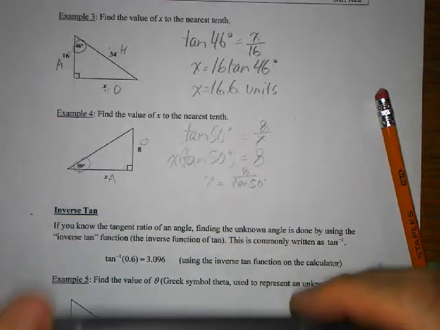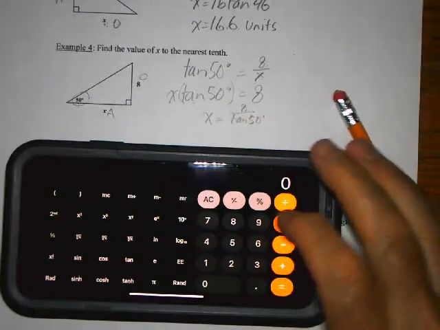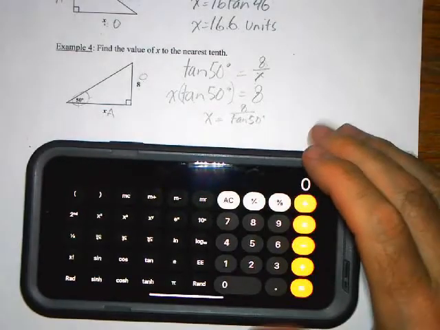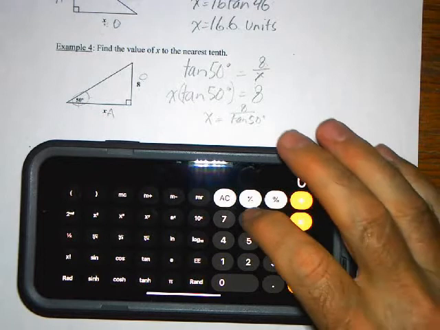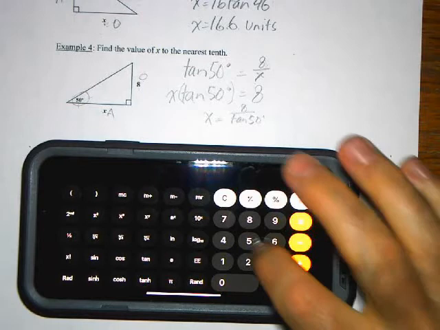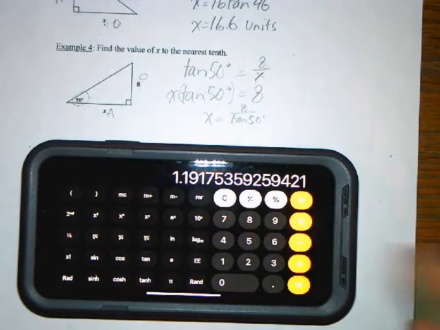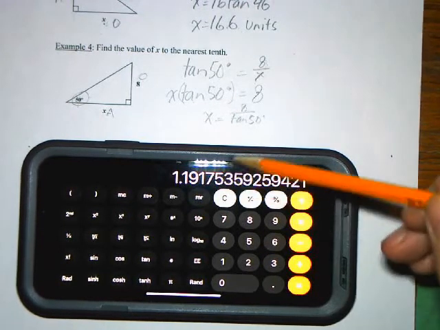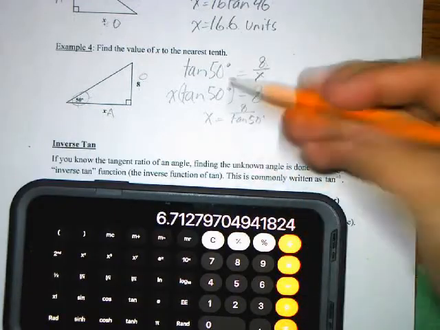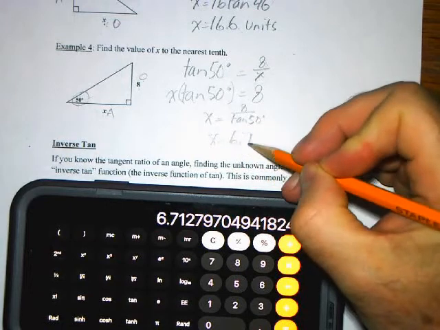Let's get my calculator going here. All right, so in this case, for my calculator, I don't need brackets, but sometimes you will. So it's going to be 8 divided by, and I'm going to press 50 tan. Now that's not the answer there. That's tan 50 right there, so I have to press equals, and then I get the final answer, 6.7. So 6.7 units again.